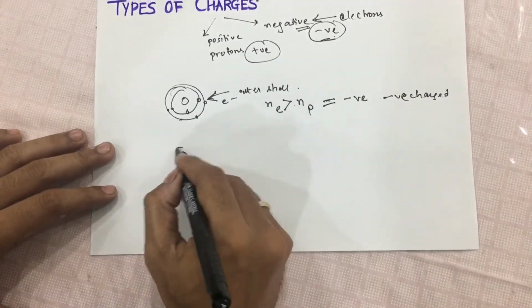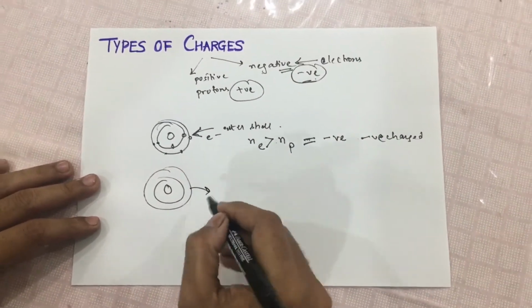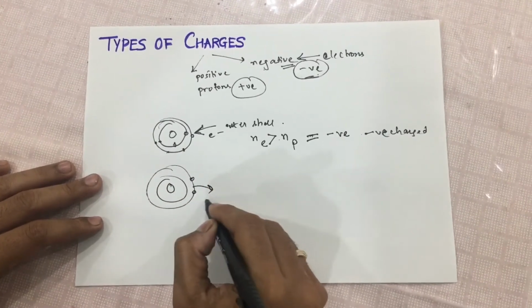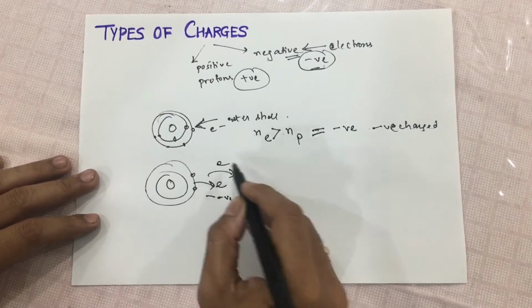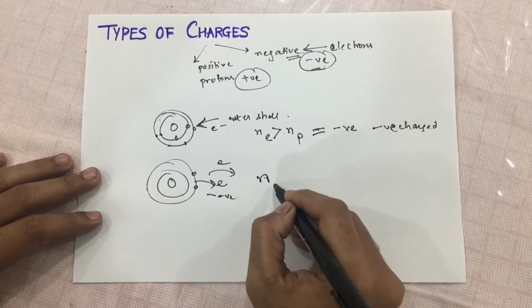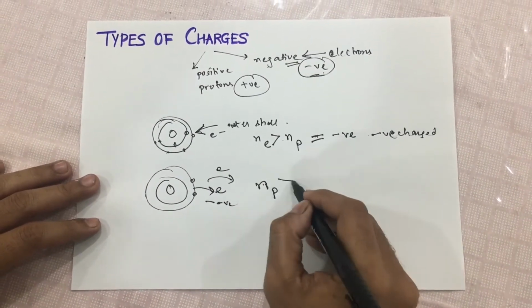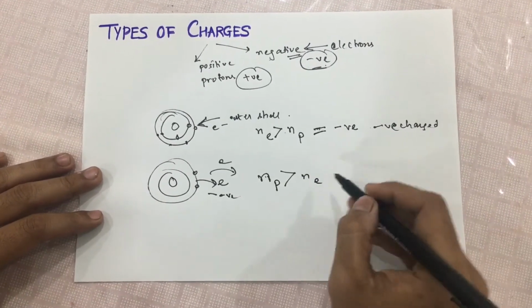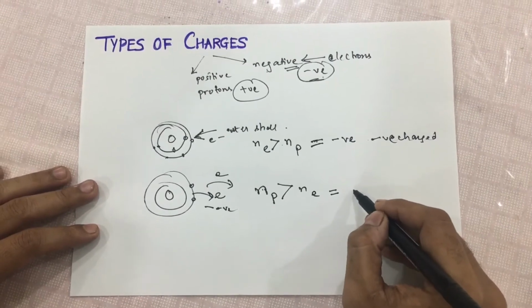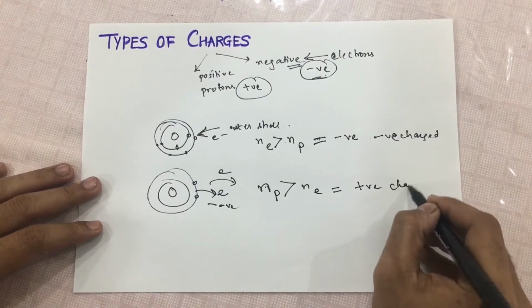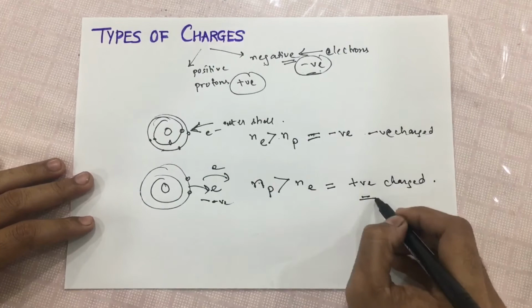For example, if an atom loses electrons, then the number of protons becomes more than the number of electrons. So the net charge of an atom becomes positive and is said to be a positively charged atom.